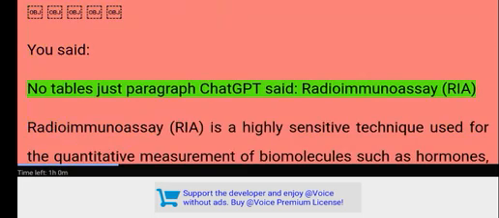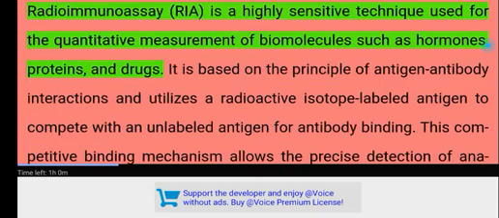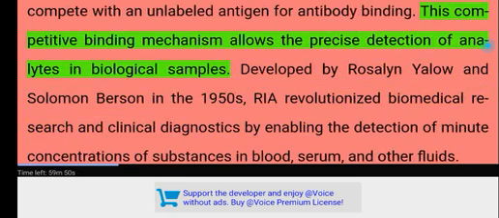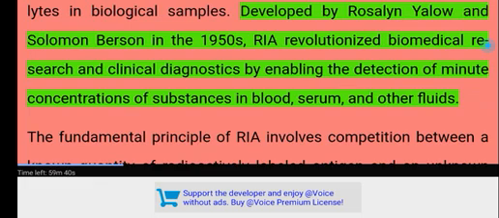ChatGPT said: Radioimmunoassay (RIA). Radioimmunoassay (RIA) is a highly sensitive technique used for the quantitative measurement of biomolecules such as hormones, proteins, and drugs. It is based on the principle of antigen-antibody interactions and utilizes a radioactive isotope labeled antigen to compete with an unlabeled antigen for antibody binding. This competitive binding mechanism allows the precise detection of analytes in biological samples. Developed by Rosalyn Yalow and Solomon Berson in the 1950s, RIA revolutionized biomedical research and clinical diagnostics by enabling the detection of minute concentrations of substances in blood, serum, and other fluids.